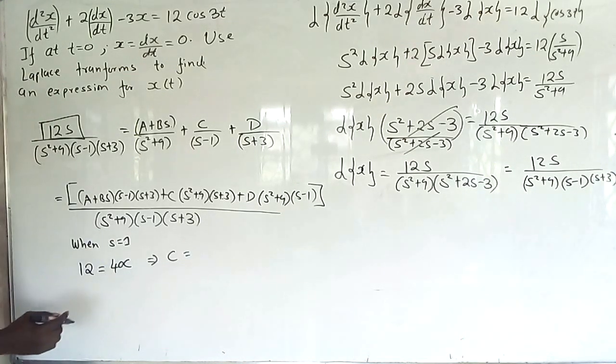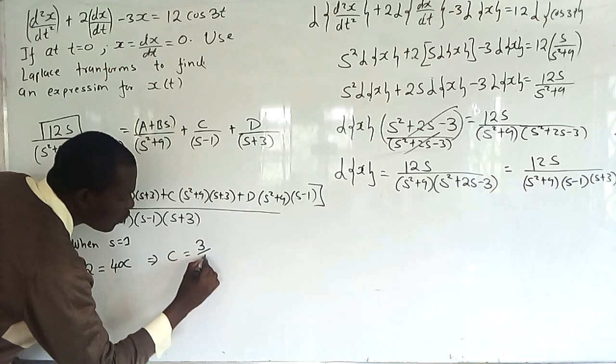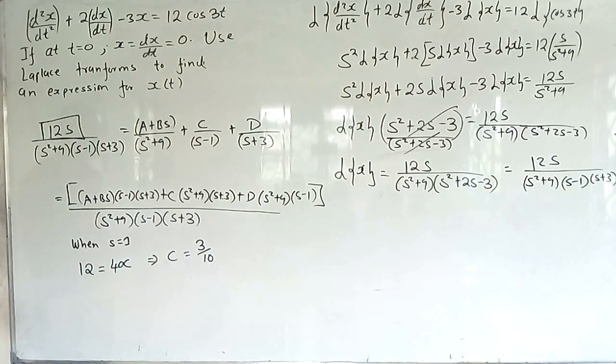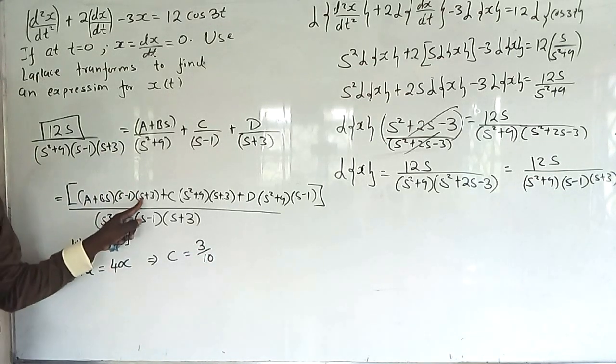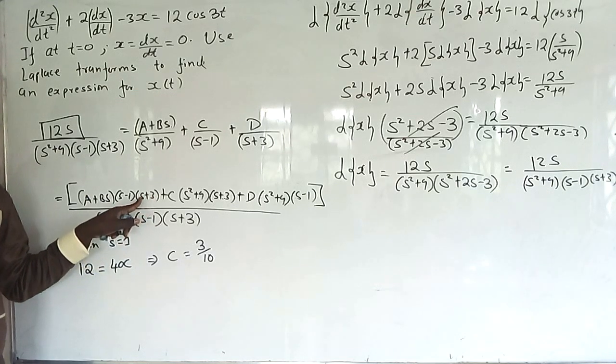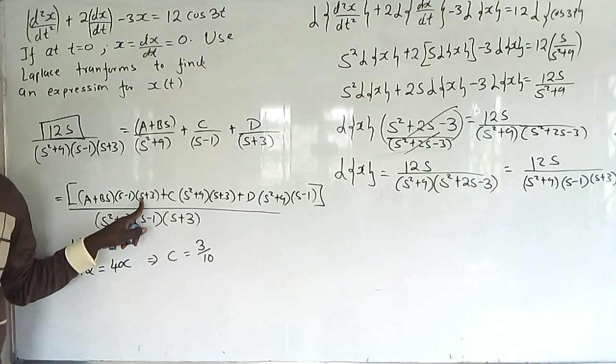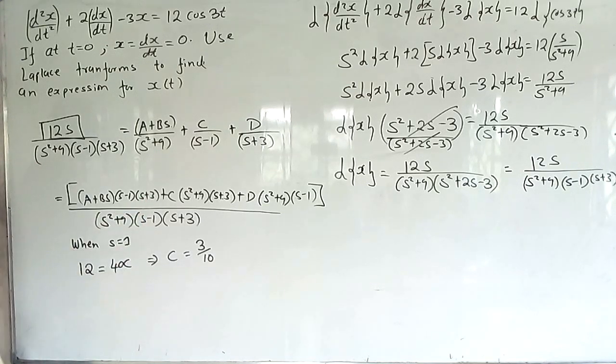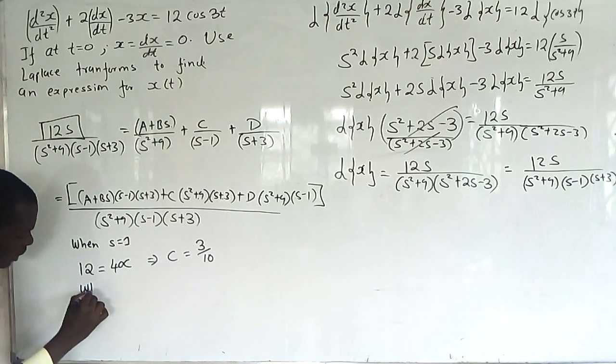0.3. 3 over 10. So you get C is 3 over 10. Then you check again. Here we have S plus 3, isn't it? So S plus 3, for you to eliminate S, you put S to be negative 3, isn't it? Yes. Because negative 3 plus 3 is 0, isn't it? Yes. So when S is negative 3, start again.